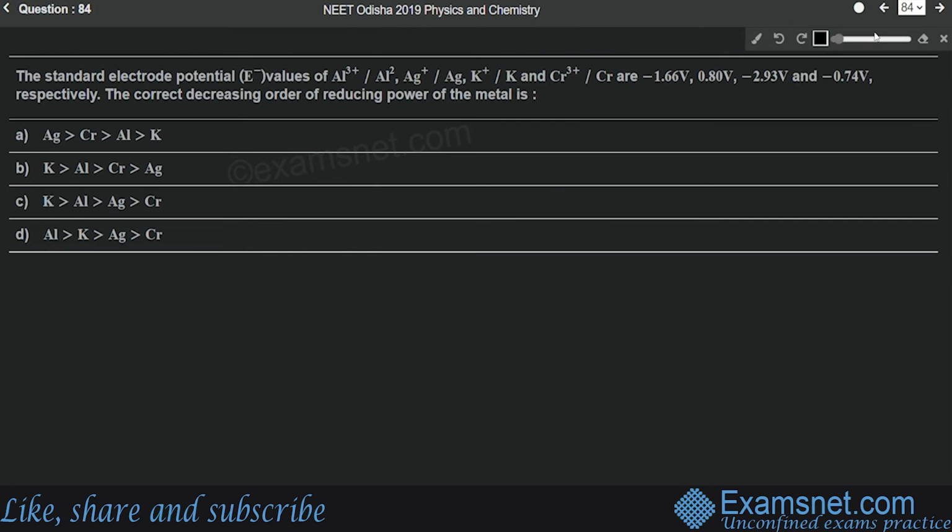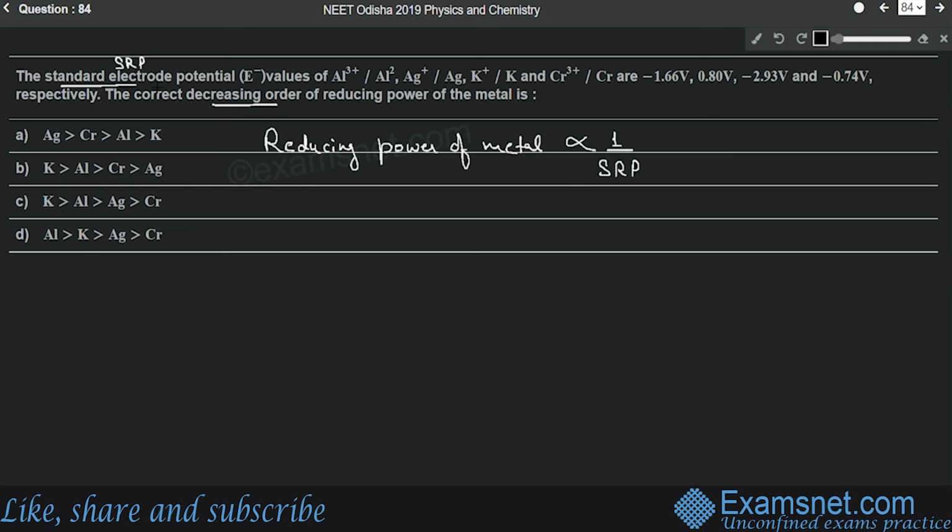Question number 84 is from the chapter Electrochemistry. Here some standard electrode potential values are given, and we have to arrange them in decreasing order of reducing power of the metal. So we know that standard electrode potential is also known as standard reduction potential, and the reducing power of a metal is inversely proportional to standard reduction potential, right? So let's write it down here. Reducing power of metal is inversely proportional to the standard reduction potential.